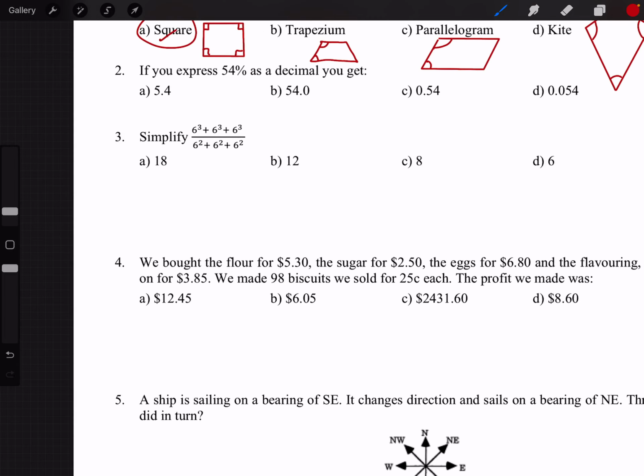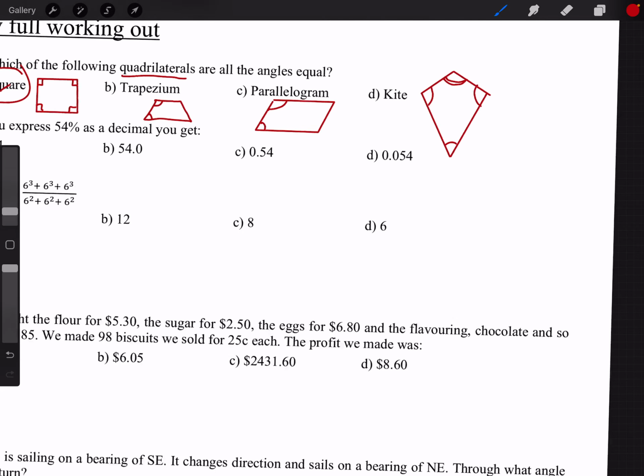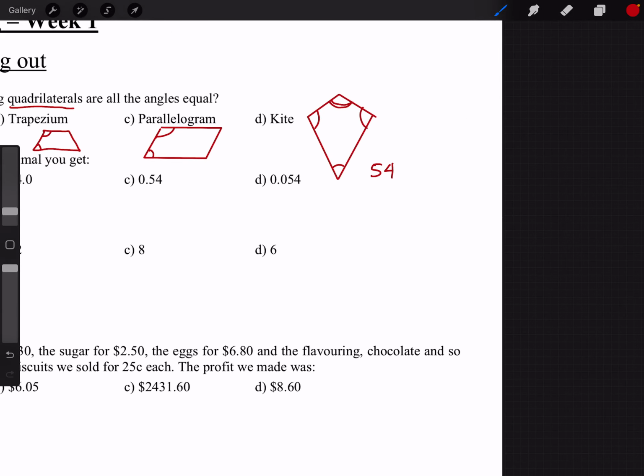Alright, next one says if you express 54% as a decimal, you get what? 54% just means 54 over 100. That's what it means. Now all you gotta do is, what's 54 over 100 mean? 54 over 100 means take 54 and divide it by 100. So what happens when you do that? Well, let's have a look at 54. There's an invisible decimal there. Now, when you divide it by 100, the decimal is going to jump 2 spaces back to the left. So it's going to be 0.54, which is C.